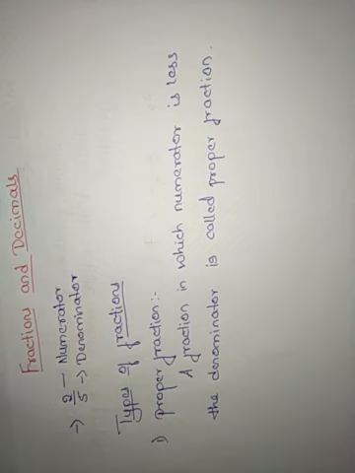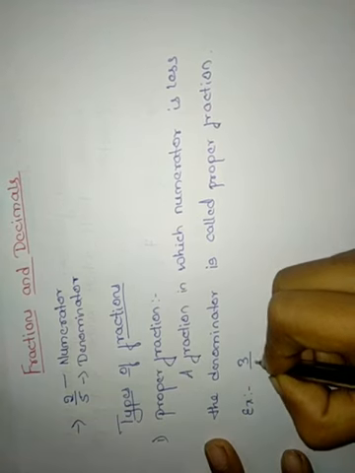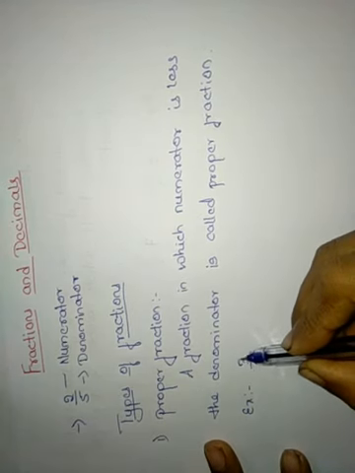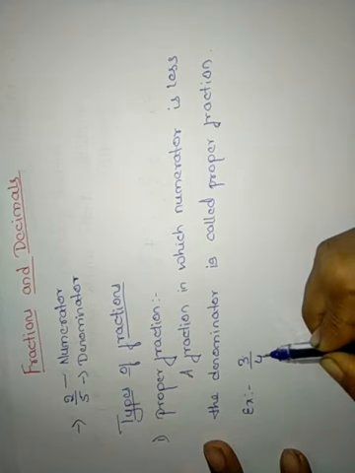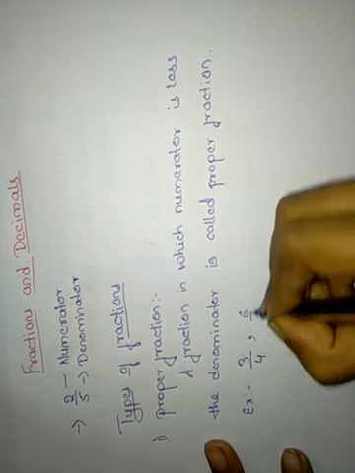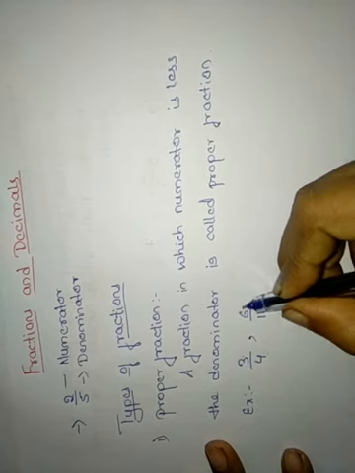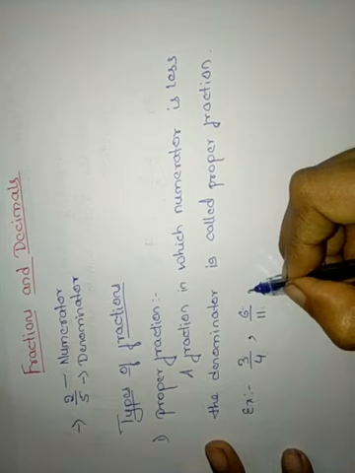First type, that is proper fraction. A proper fraction means the numerator of the fraction will be smaller than the denominator, right? We'll take some examples, that is 3 by 4. You can observe that the numerator value, 3, is smaller than the denominator value. Yes or no? 3 is smaller than 4. Yes. Now second example, 6 by 11. Even 6 is smaller than 11, means numerator is smaller than the denominator.